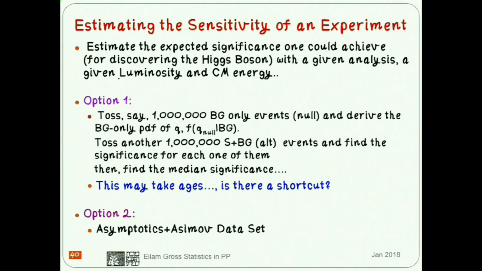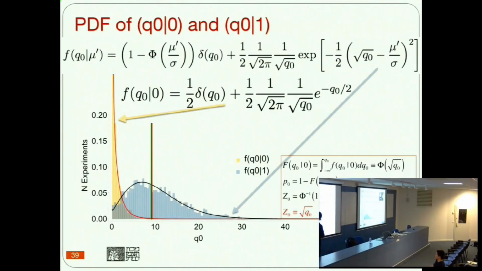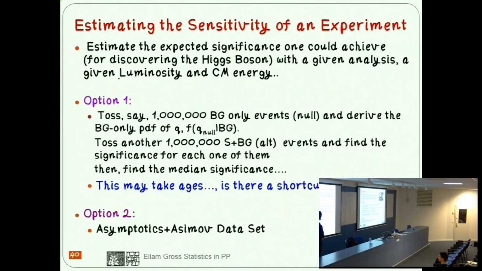So option 1 to answer it will be to toss 1,000,000 background-only events. That's your null hypothesis. And you get the background PDF, but that we know already. It should be chi-squared with 1 degree of freedom. Then you have to toss another 1 billion signal plus background events to get this distribution. Find the significance for each one of them, then find the median significance.